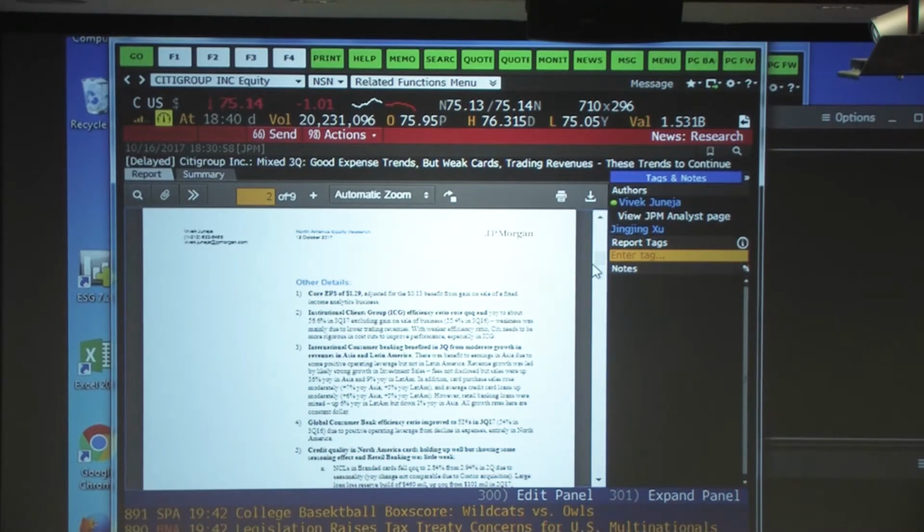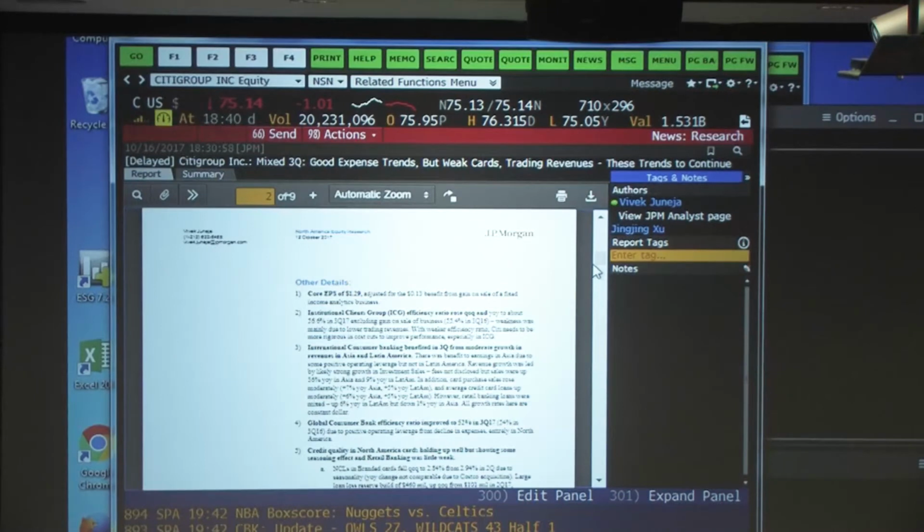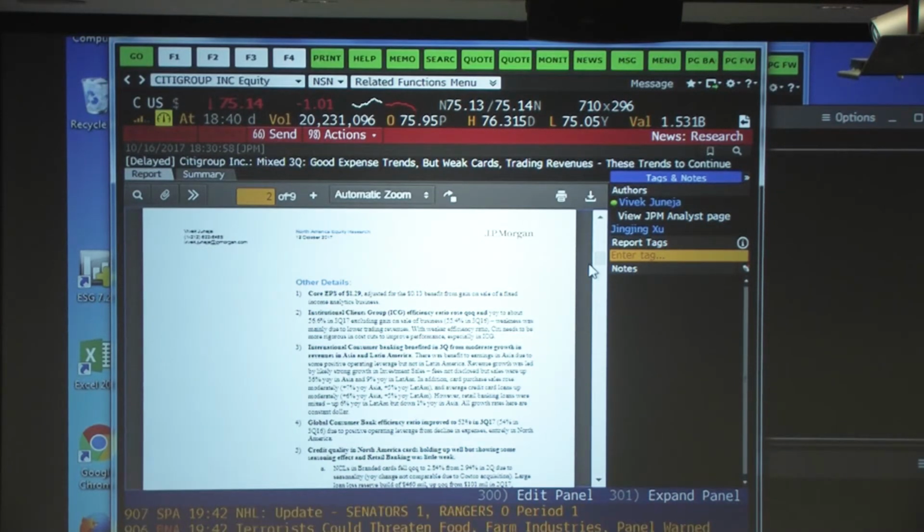Certain research on the terminal you can only do on the terminal, and then you can download these and upload them to like Dropbox or something and take them with you if you wanted to do research on a stock. So that's something that's nice to have.